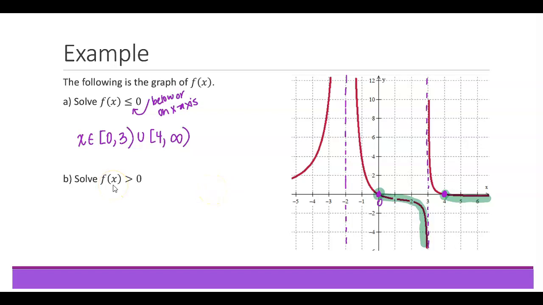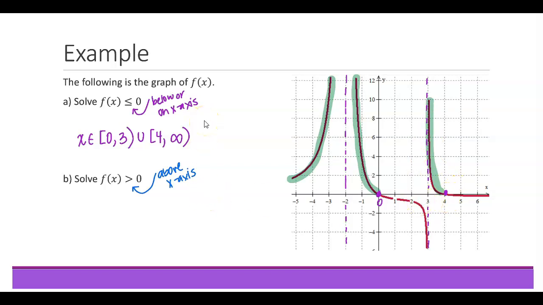Now for part B, I'm interested in where is f of x greater than 0, or where is f of x now just above the x-axis? So strictly above, not on the x-axis. So this time I'm going to go ahead and highlight only the places where I'm above the x-axis. So that's going to be this part to the left of the vertical asymptote -2, and then we have another part to the right of -2, and then all the way up to 0, but I don't want to include 0, I'm above the x-axis. And then on the right side of my vertical asymptote at 3, I am above the x-axis all the way until 4, but not including 4.